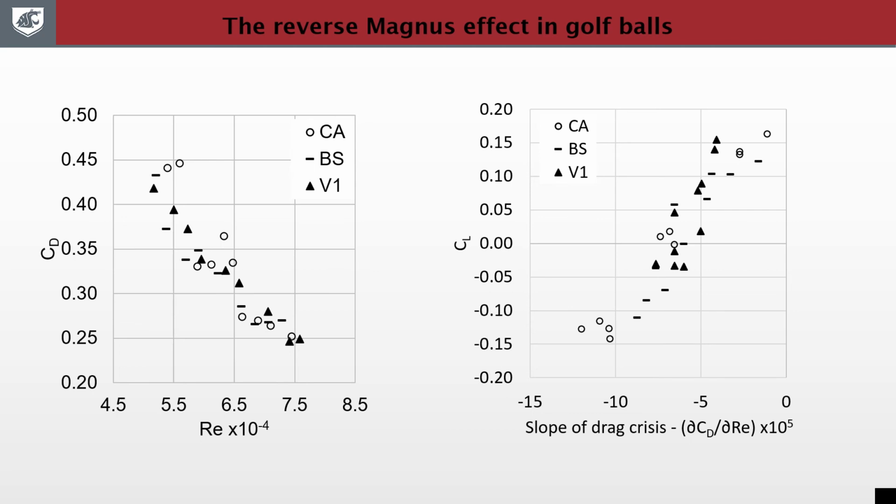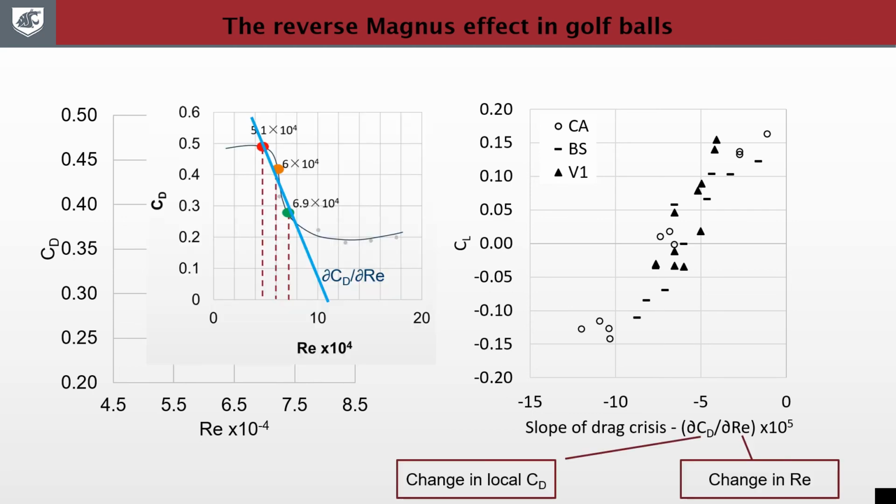On the right, we show the lift coefficient as a function of the slope of the drag crisis, where the slope is taken as a line through the local speeds at the top and bottom of the ball for each trajectory. Since the data here all have the same spin, the slope is equivalent to the difference in the drag, or turbulence, at the top and bottom surfaces of the ball. Notice CA, which had the steepest drag crisis, also has the largest reverse Magnus effect.